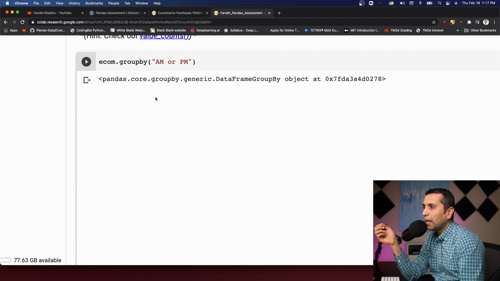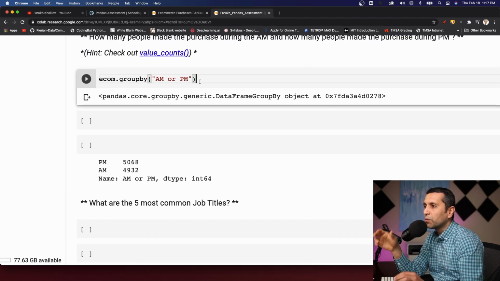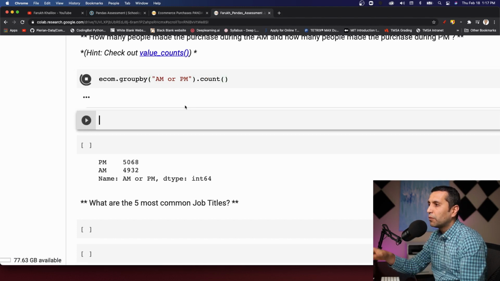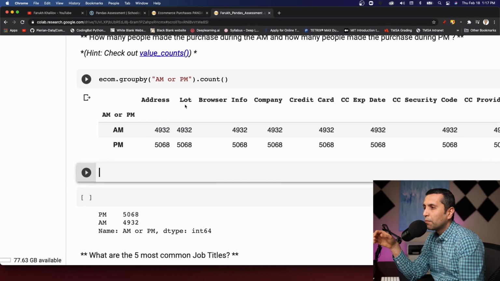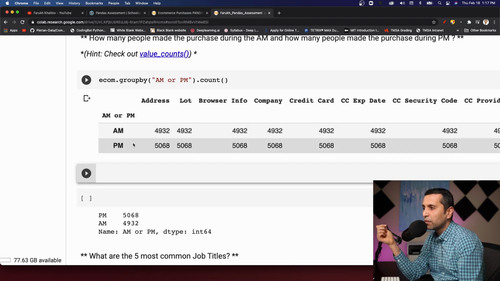It will not give me any output. It says that it was already grouped. But I will say, can you count that? I want to bring my count here. Perfect. So right now you see it says that on AM I have a little bit less than 5,000. During the PM I have more than 5,000.